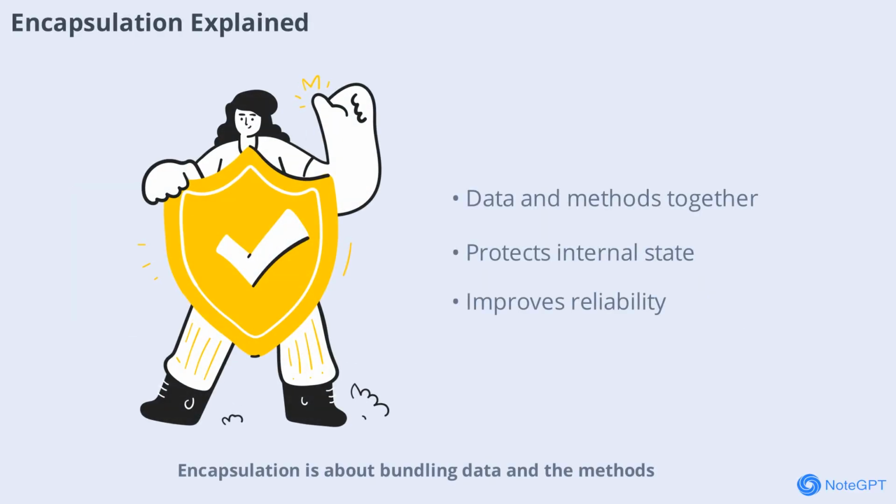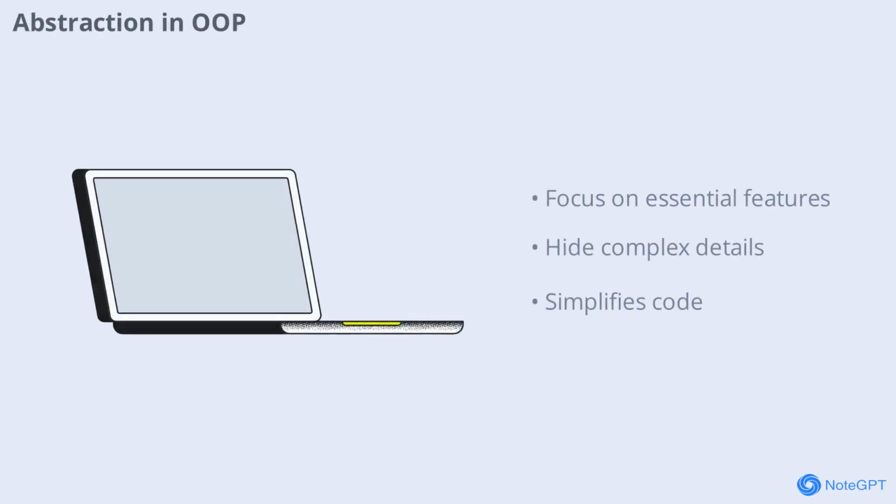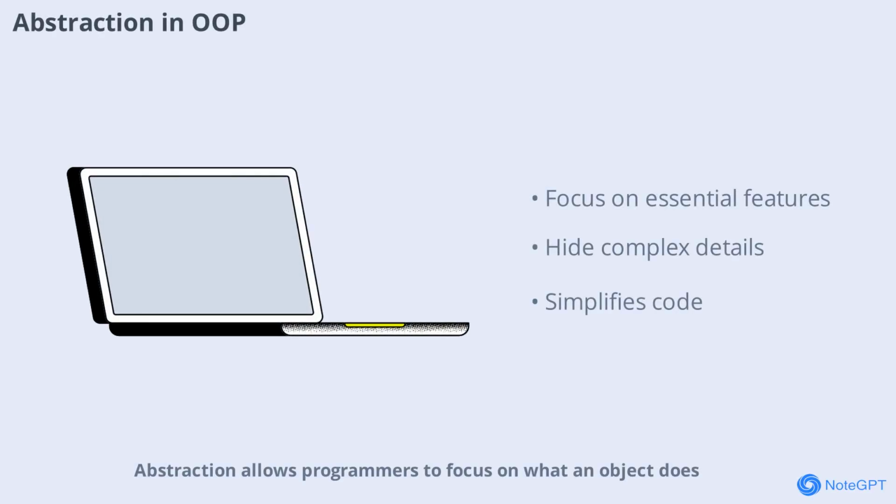Encapsulation is about bundling data and the methods that operate on that data into a single unit, known as an object. This principle helps protect the internal state of an object from outside interference and misuse. By controlling access to the data through methods, encapsulation ensures that objects manage their own state responsibly. This leads to more secure and reliable code, as changes to one part of the program are less likely to affect others unexpectedly.